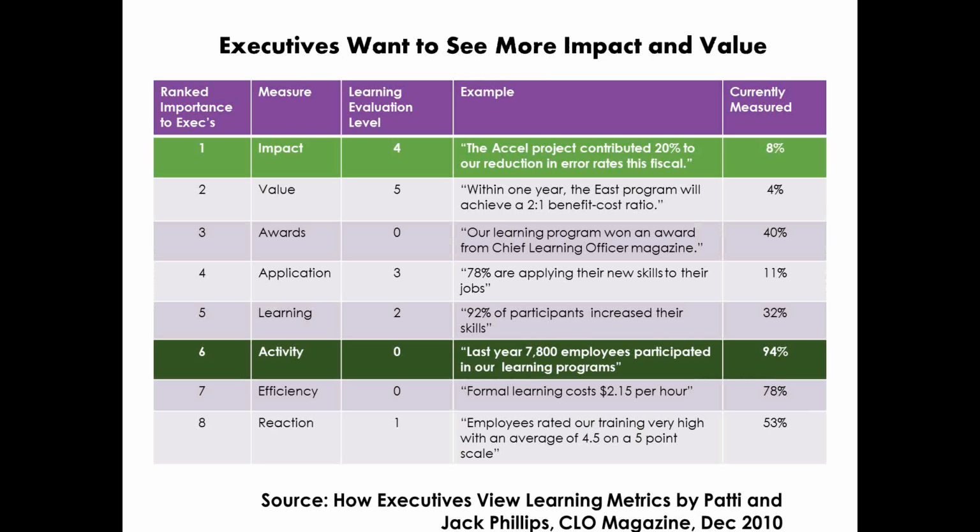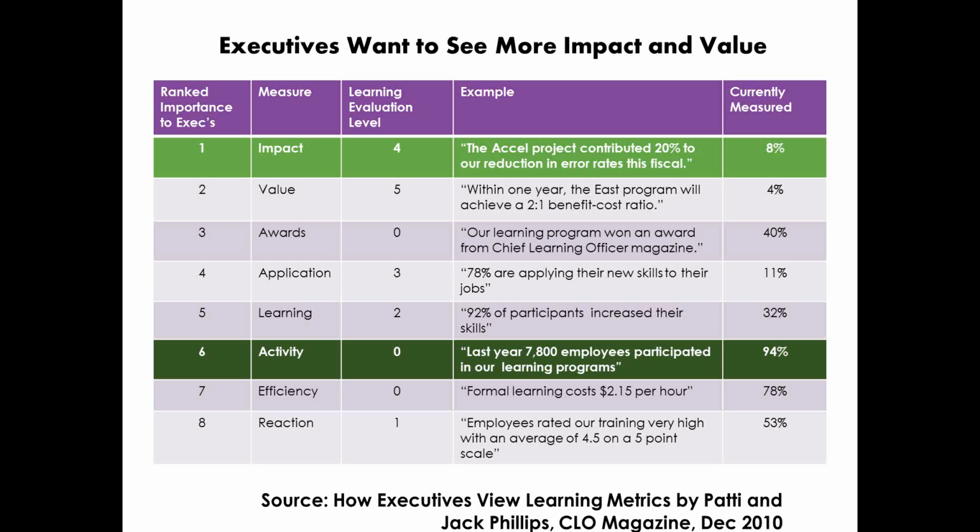And then you layer that on top of what executives expect from us. This is a great article from CLO magazine in 2010, so it's a little dated, but I haven't seen anything that tells me this is much different, to be perfectly honest. The title of the article is How Executives View Learning Metrics, by Patty and Jack Phillips, and of course they're big proponents of the Kirkpatrick-Phillips methodology of measuring the impact of training. But this is great stuff.